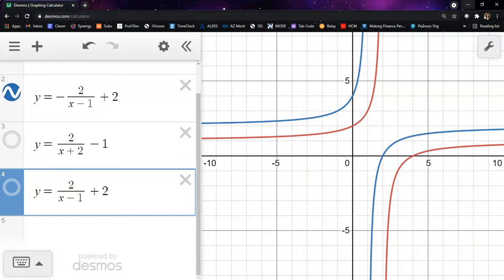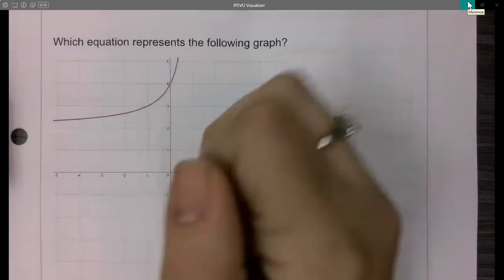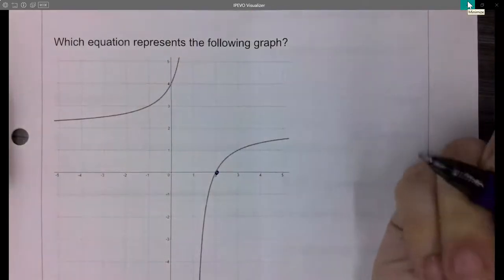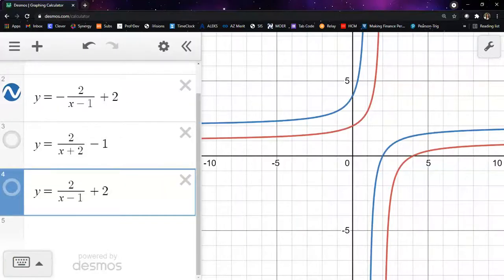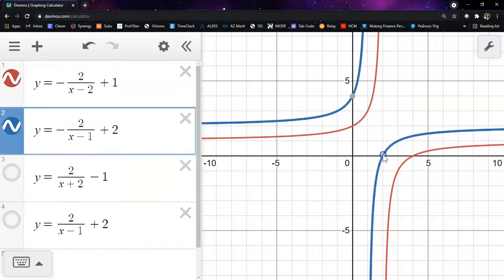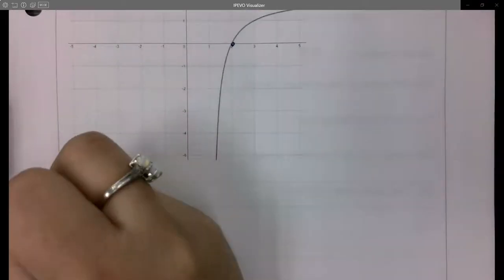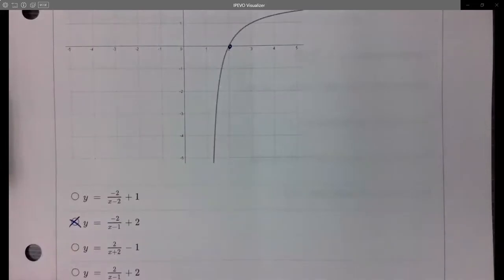So if I take a look at my paper, I can see it's crossing at 2 on the x-axis and at 4 on my y-axis. If I go look at Desmos, this blue one is crossing at 2 and crossing at 4. So my answer is the blue equation. So that's the second one on my paper, which should be also the second one on your computer.